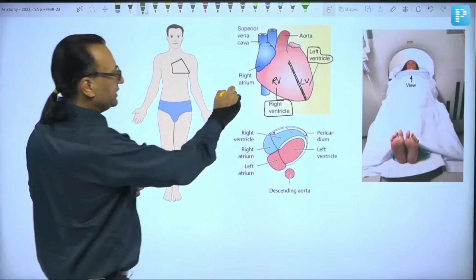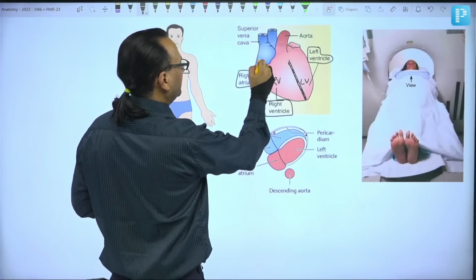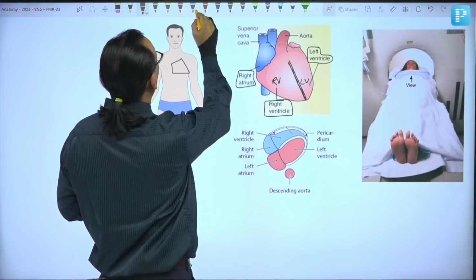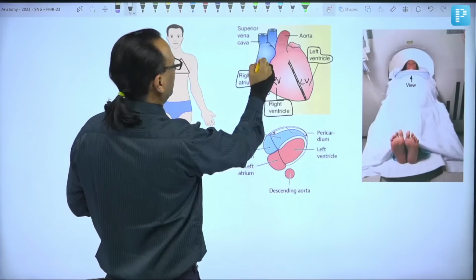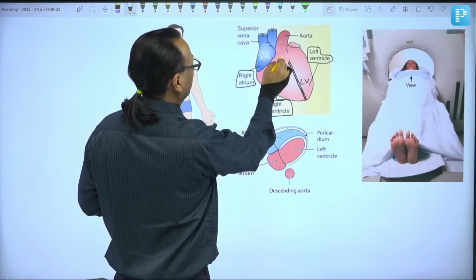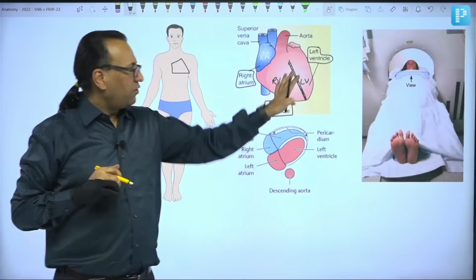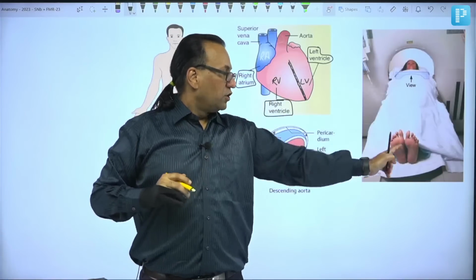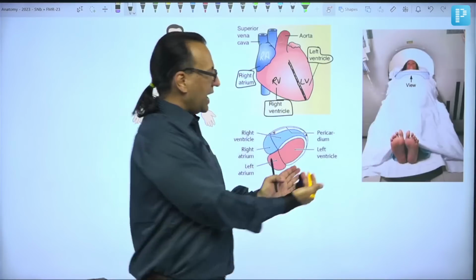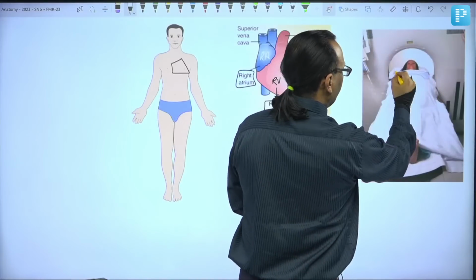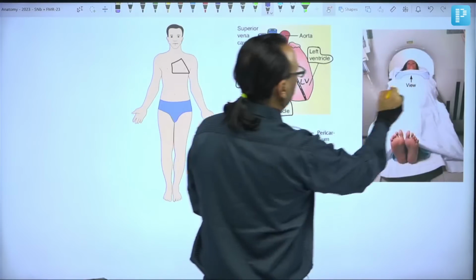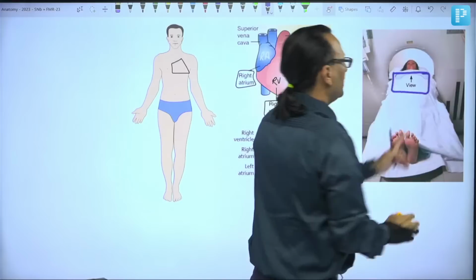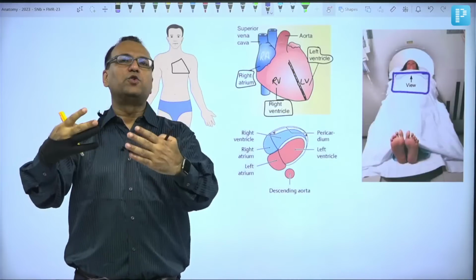The right atrium is here. So this is the right atrium, which we can put in some other color, maybe white. So this is the right atrium, front view. Now let us look from this view. You are putting a patient in a CT scan, and this is the view we are talking about, the transverse section view, inferior to superior.